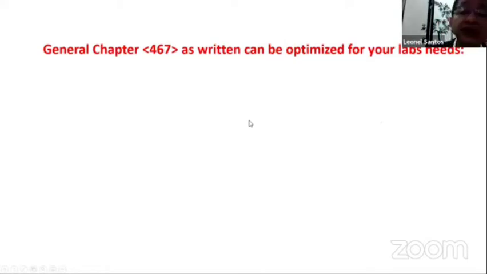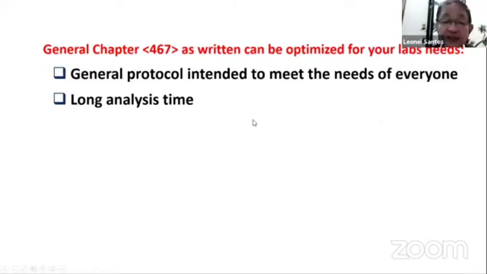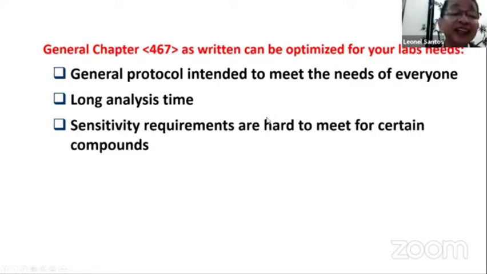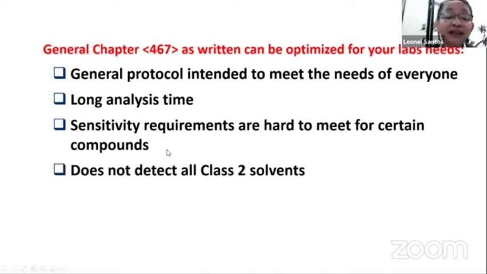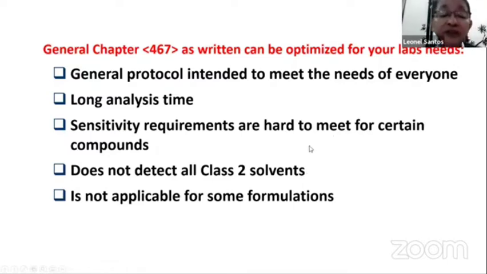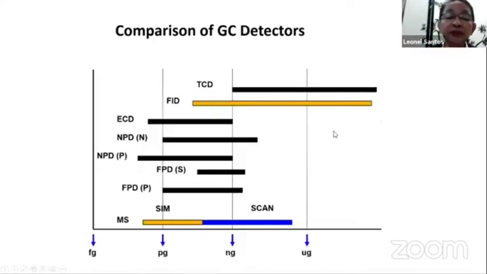The General Chapter 467 as written can be optimized, again, because it is a general protocol intended to meet the needs of everyone. It has a long analysis time, so you can modify it to shorten it. The sensitivity requirements are hard to meet for certain compounds. So again, it allows you to develop an alternative procedure. And at times, like I mentioned earlier, it does not detect all class 2 solvents because of the partition coefficient issue. It is not applicable in terms of some of the drug formulations.